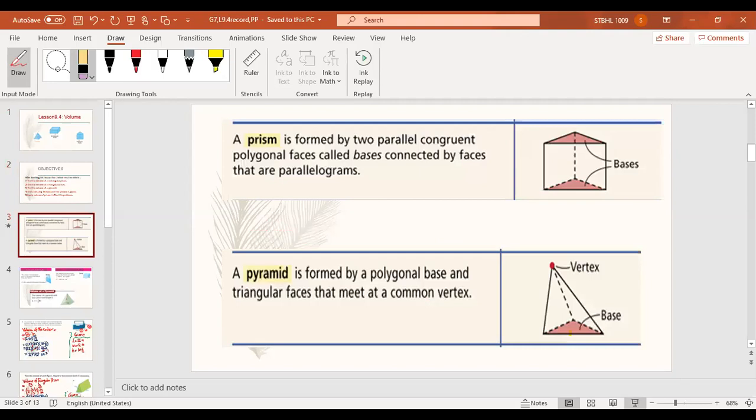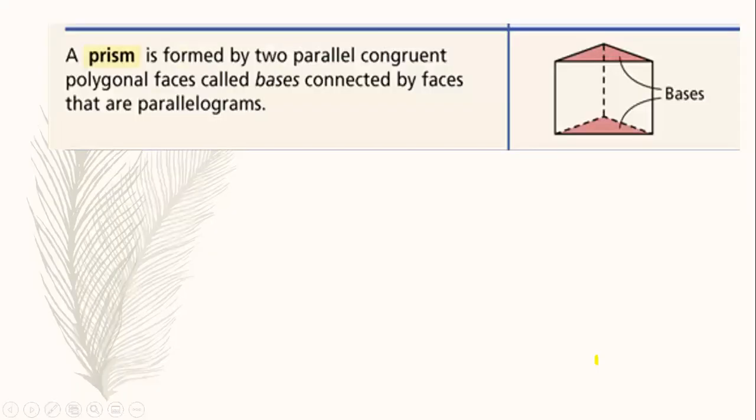First of all, we will summarize the math vocab related to volume. The first vocab is the prism. A prism is formed by two parallel congruent bases, two parallel congruent polygonal faces that are called bases connected by faces which are parallelograms. And the most common example for prism is the rectangular prism, which is same as your tissue box.